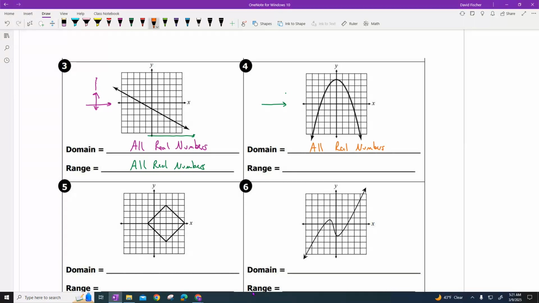Even on this side as I looked, even though I'm out here, if I came down far enough, way down here, that guy is going to hit my graph because he just gets fatter and fatter forever. Okay, so parabolas like that, our domain is always going to be all real numbers because these guys keep getting fatter. Now, when I do my range, though, I don't have anything up here.